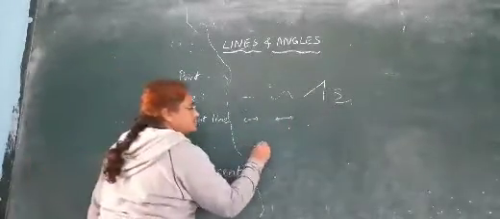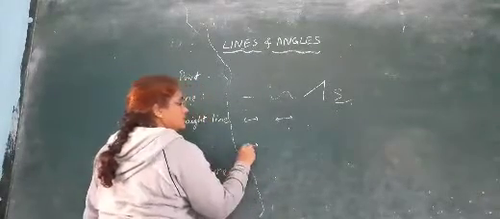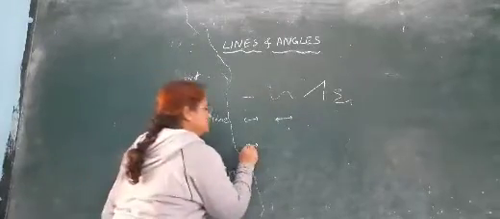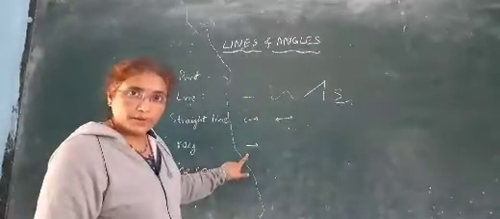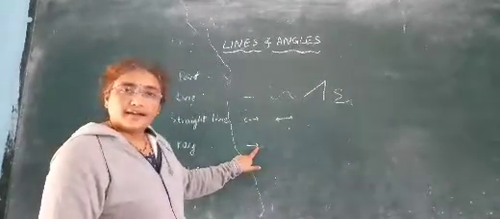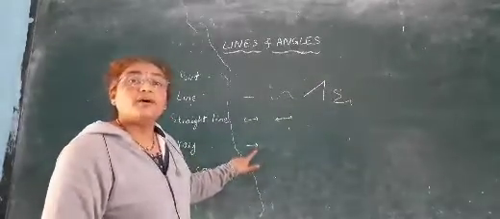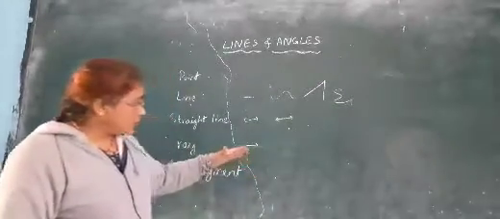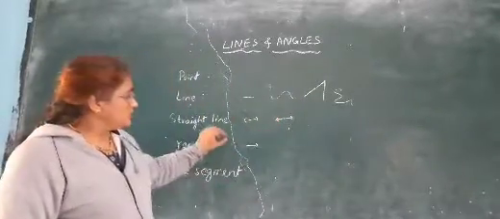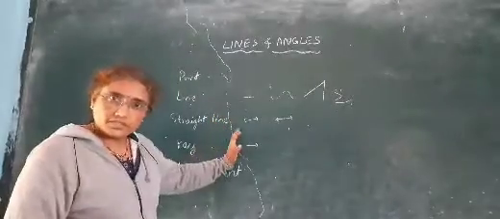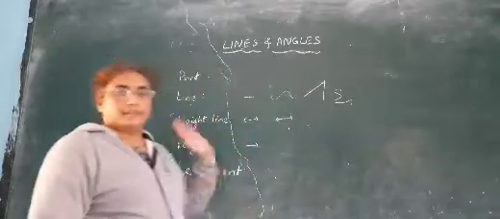Now ray. It has an end at one point, and at the other side the ray is denoted by an arrow mark. What does this arrow mark show? This arrow mark shows that the line goes in this direction. So this is the fixed point. From the fixed point, the dots move in one direction, that is the ray.